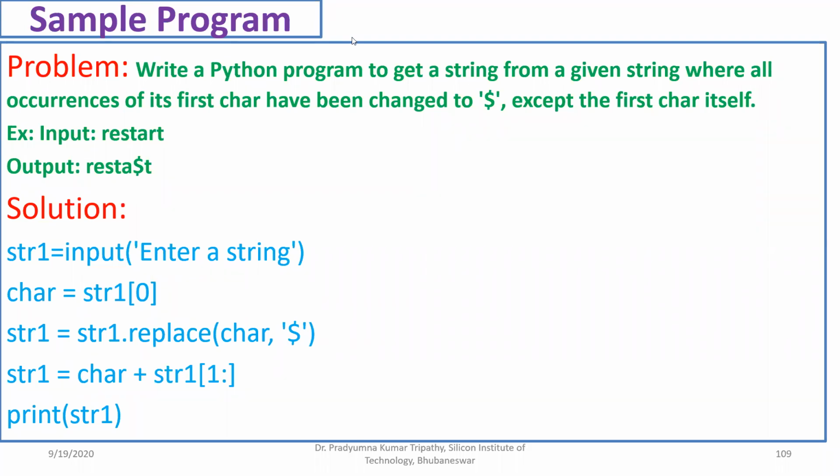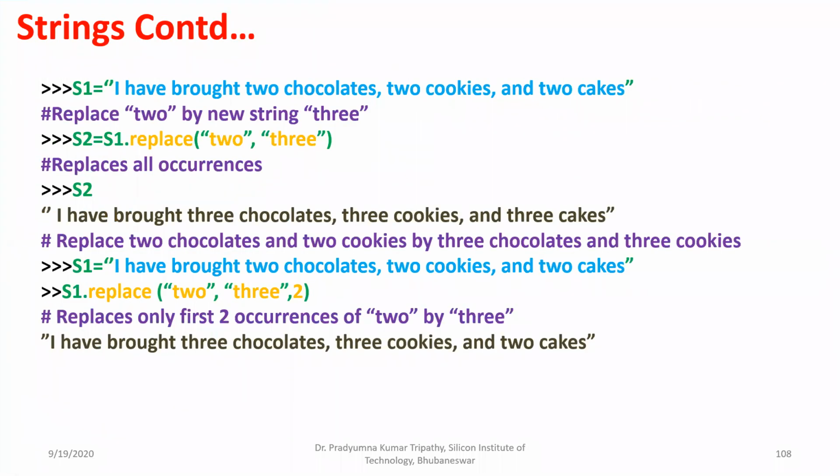Sir, in the replace function, if we pass negative arguments, will it replace from the reverse side? Reverse side, yes, that can also be done. If you want to do it from the reverse side, you have to specify how many positions from the end. If you go for replace, you will find what parameters it takes.